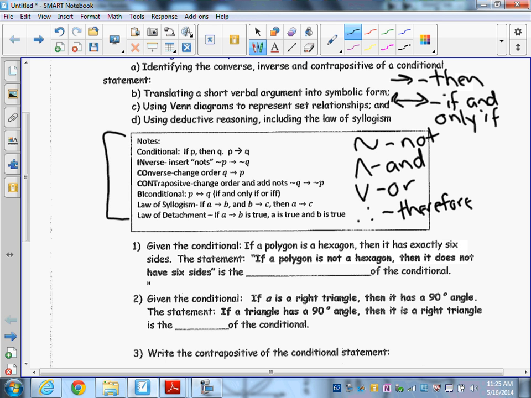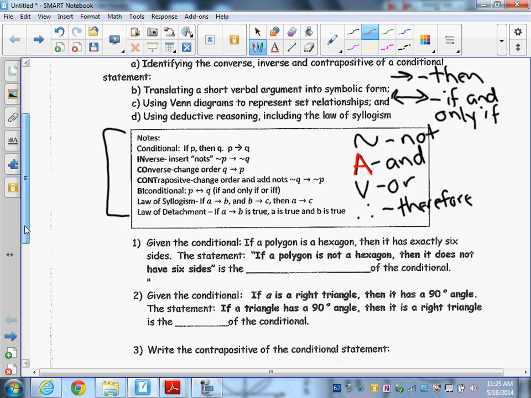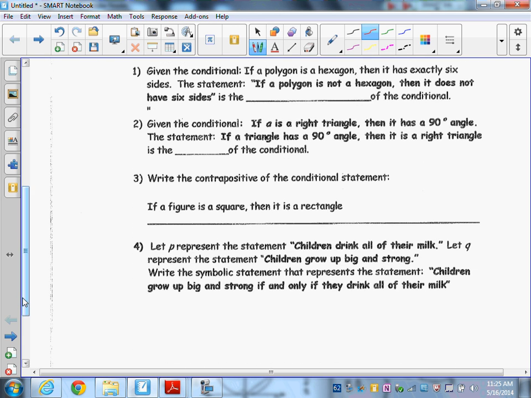So let's get into what we're actually doing. By the way, one quick comment, a lot of people confuse the and and the or. The way I remember and is that it looks like a capital A, and the other one just has to be an or. So let's take a look at question 1.